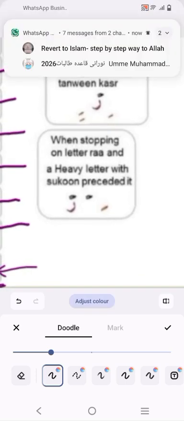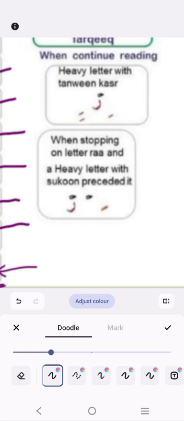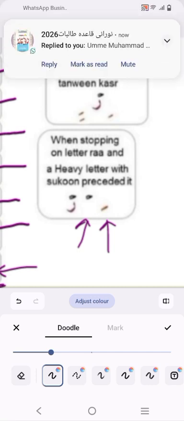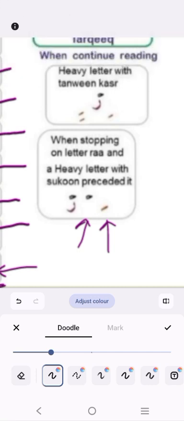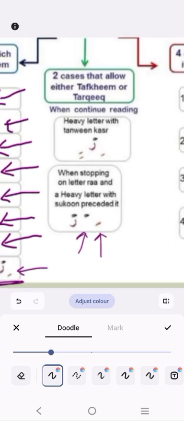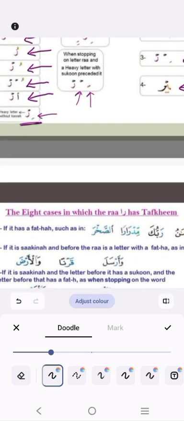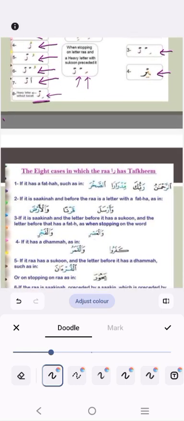And when stopping on letter raa, with a heavy letter with sukoon preceding it, and before that a letter having kasra, and raa is sakin, we stop at this raa. So we will read raa either heavy or light. I hope you understand all this. Inshallah, now let us see the examples of the raa.